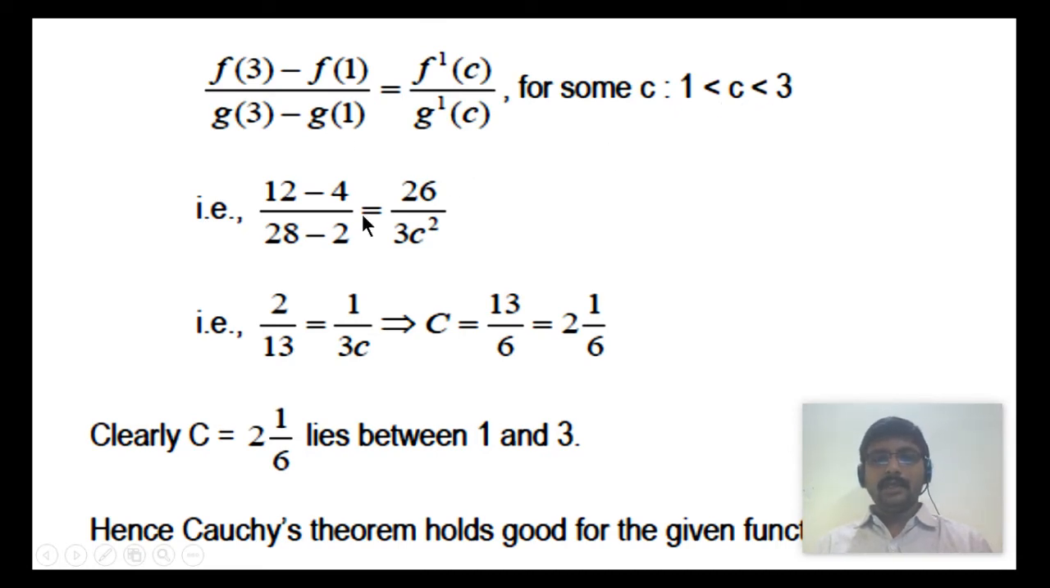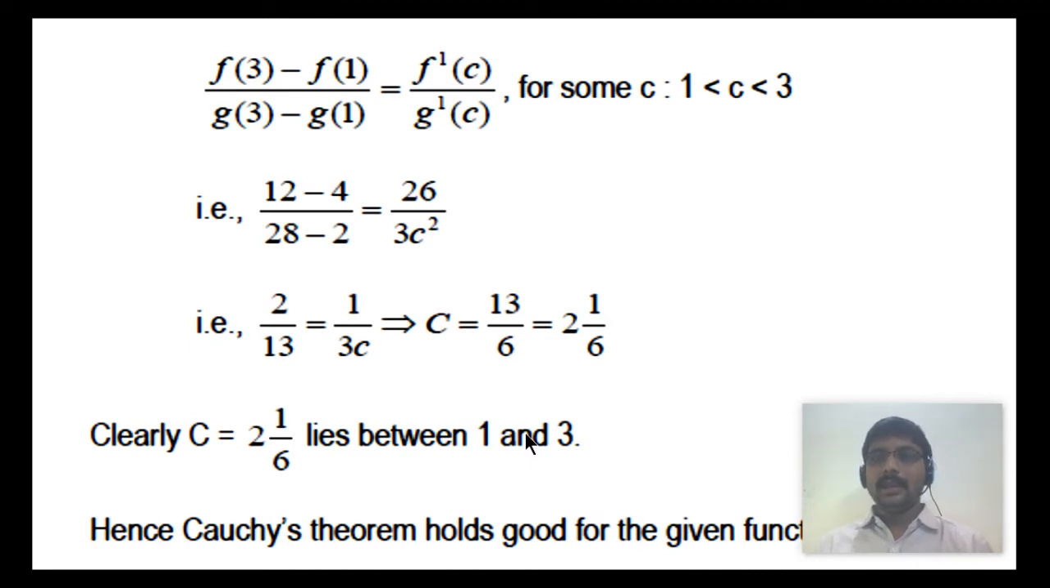Substituting all the above values and solving for c, the c value is 13 by 6, writing it as a mixed fraction, we will have 2 1 by 6. Clearly this c value lies in open interval (1, 3). So hence Cauchy's mean value theorem is clearly verified because there exists at least one value of c which lies in open interval (a, b).